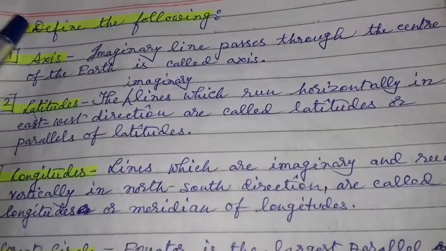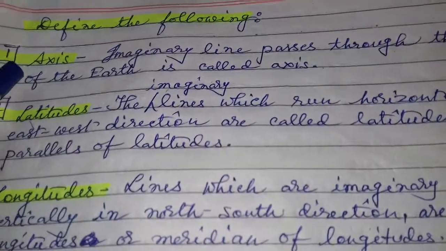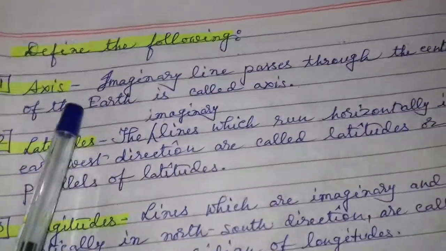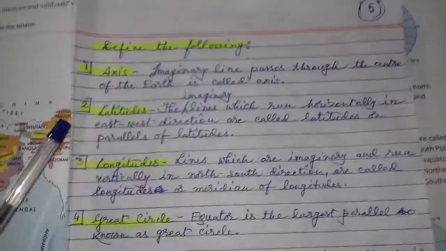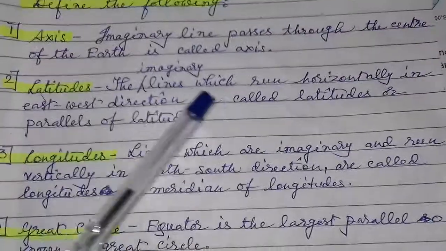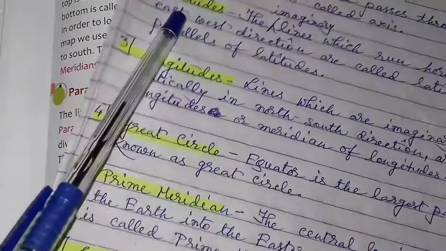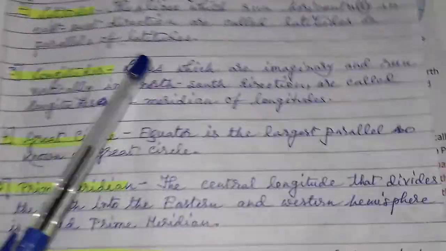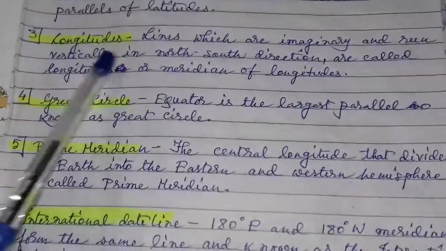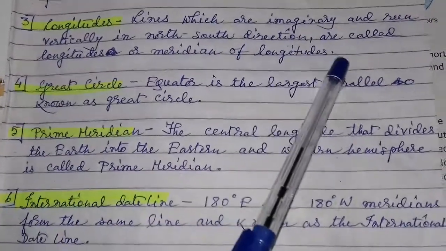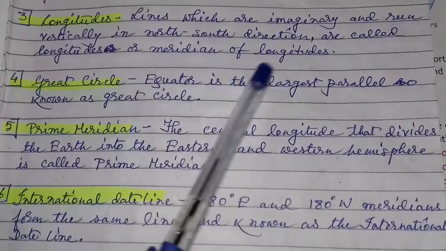Firstly, define the following. Number 1, axis. Imaginary line passes through the center of the arc is called axis. Next, latitude. The imaginary lines which run horizontally in east-west direction are called latitudes or parallels of latitudes. Next, longitudes. Lines which are imaginary and run vertically in north-south direction are called longitudes or meridians of longitudes.